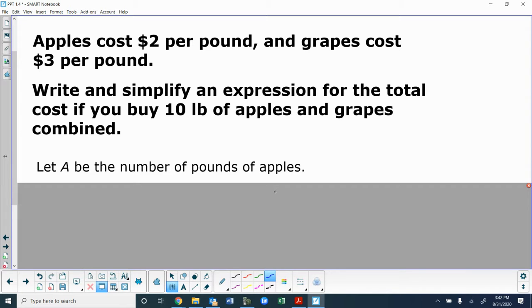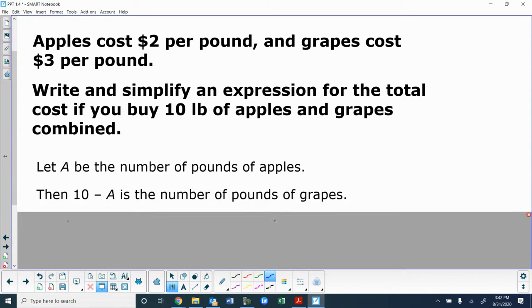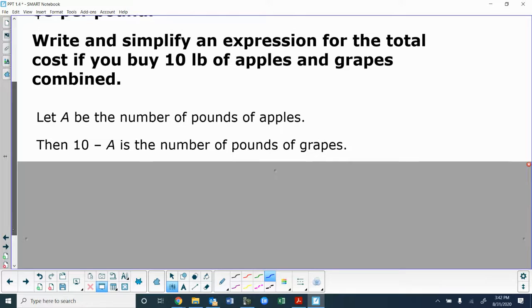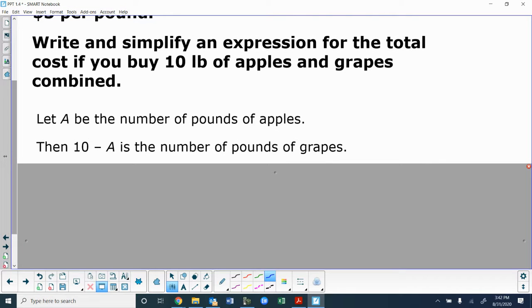So what you're going to do is represent the number of pounds of grapes as 10 minus A. That's where some kids get confused. So again, if you're not sure what to do, plug a number in for A, and right away you'll know what to do to find the number of pounds of grapes.